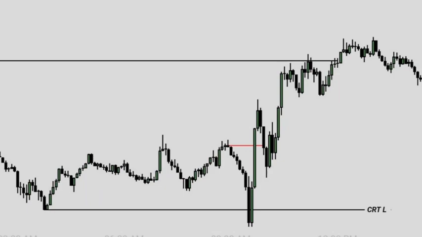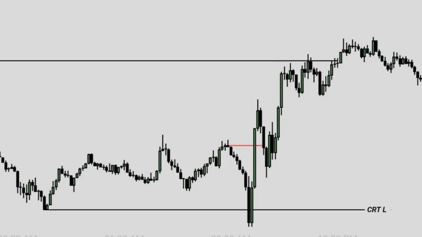Now you wait for your sweep and change in state of delivery to happen on your lower time frame, which is the 5 minutes. You can either take your trade after the change in state of delivery from this FVG, this fair value gap here, or you can go down to the 1 minute and look for 1 minute change in state of delivery, because as you can see, the change in state of delivery here is very far. If you enter here, your stop loss will be very wide. So you can scale down to 1 minute and use 1 minute change in state of delivery.